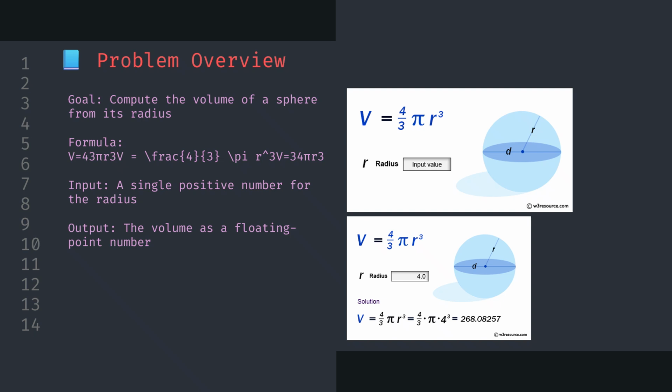So the situation. We're given the radius of a sphere and we want to find out its volume. The formula we will use is classic geometry, 4/3 times pi times radius cubed. Pretty simple, but we're also going to make sure this input is clean and properly validated before doing any math.